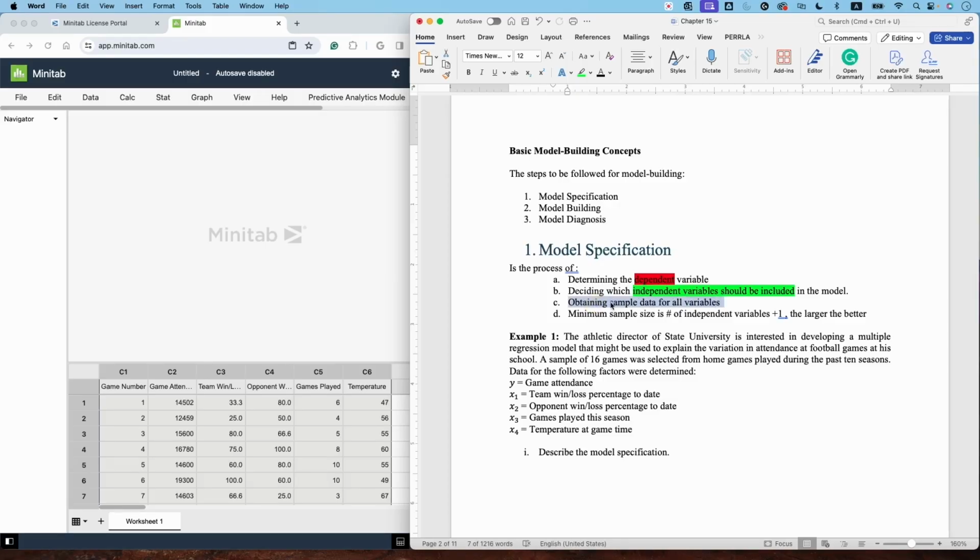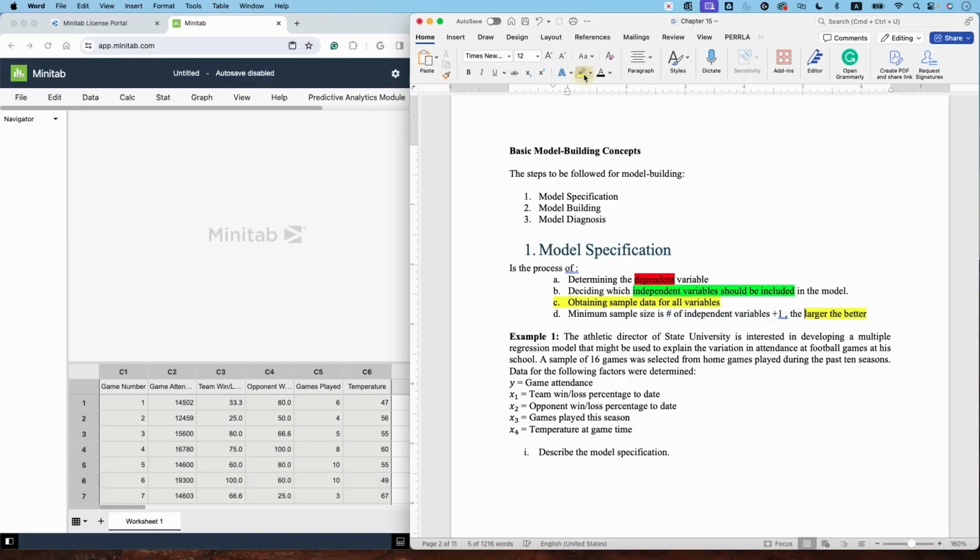We have to have the sample that is available for all variables. And we have to make sure that the minimum sample size has to be the number of independent variables plus 1. And this is the minimum. Actually, we prefer to have way more than this. So the larger is the better, okay?